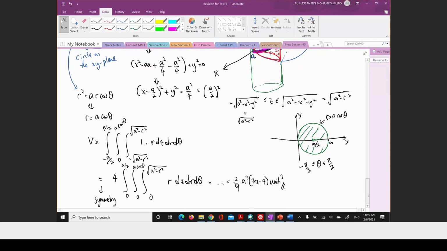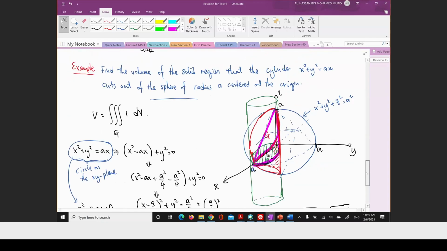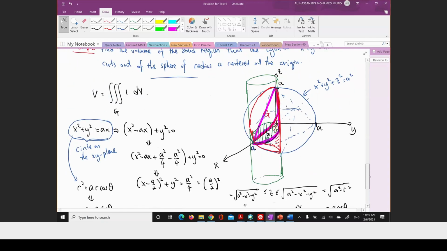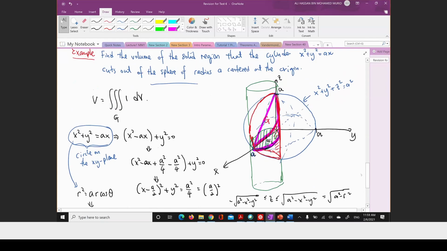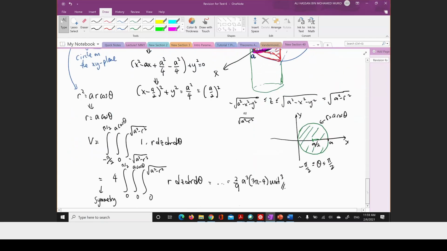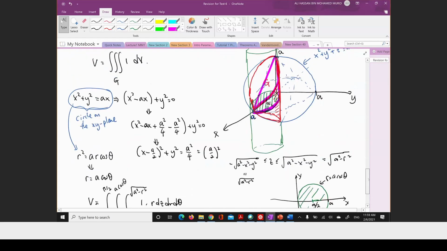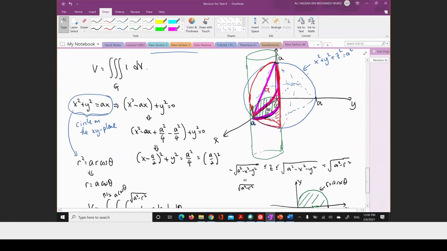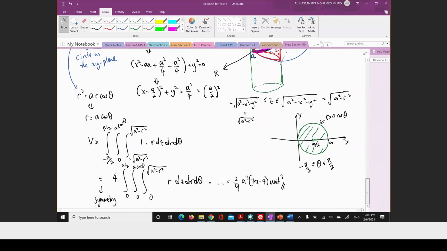This is a challenging problem, this is for test two. Maybe this is too challenging, but you should learn how to do it. This is just to show you how to construct the volume integral, how to determine the bounds in terms of cylindrical coordinates. This is what you need to learn, right? The construction.